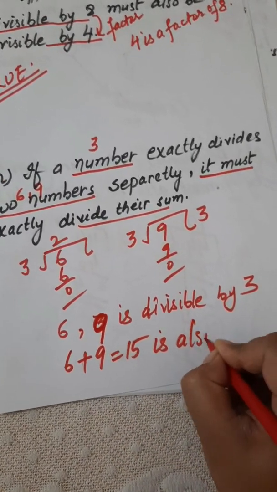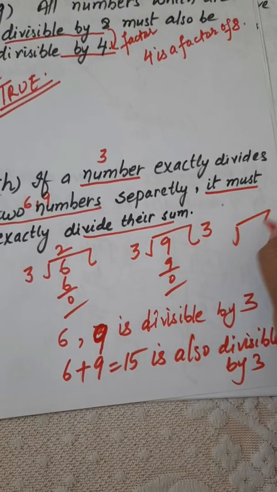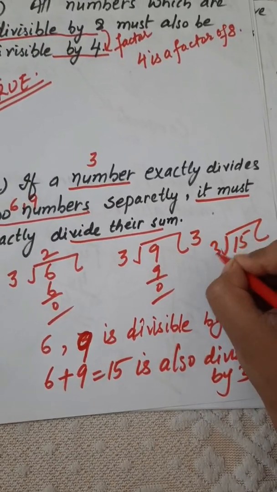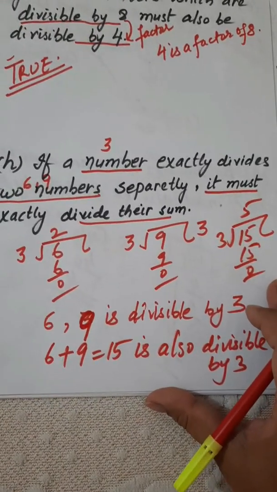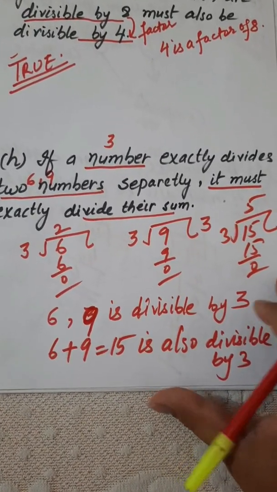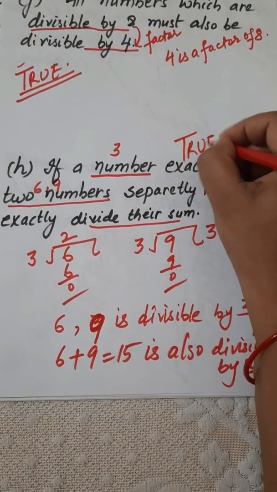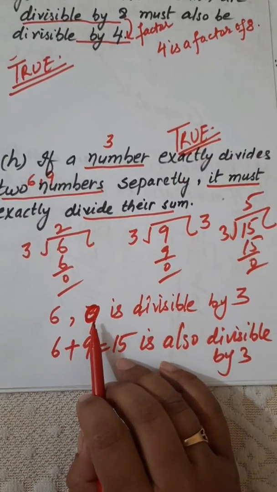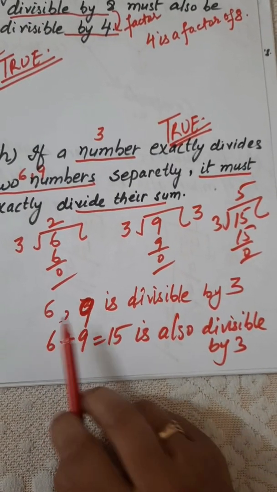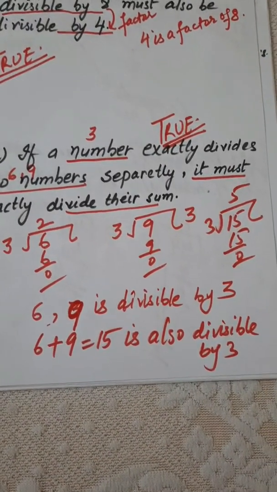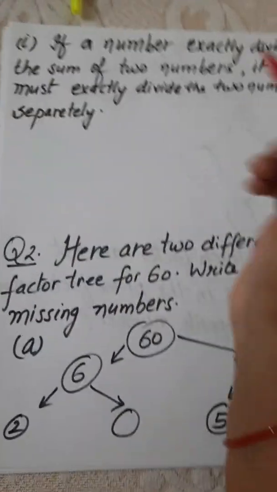So 15 is also divisible by 3. Let's check. If I divide 15 by 3, 3 5s are 15, so we get remainder 0. So yes, if a number exactly divides two numbers, 6 and 9, say, then it must exactly divide their sum. So this is a true statement. Both 6 and 9 are divisible by 3 separately, and their sum, 6 plus 9, is also exactly divisible by 3. Now let's continue with I part.